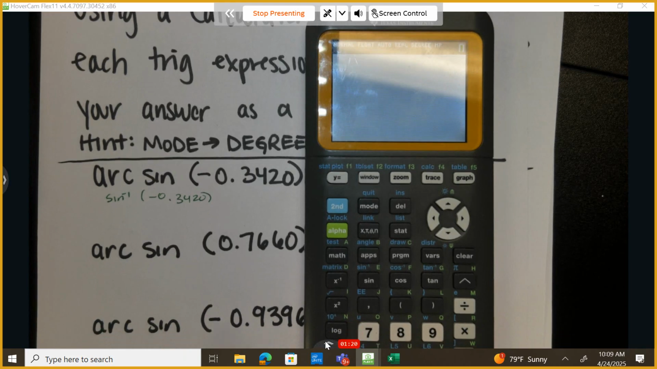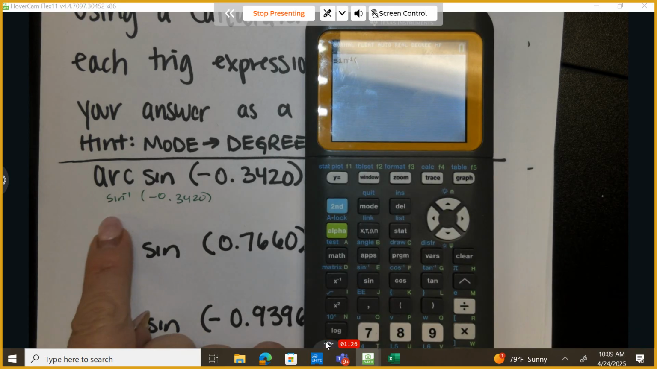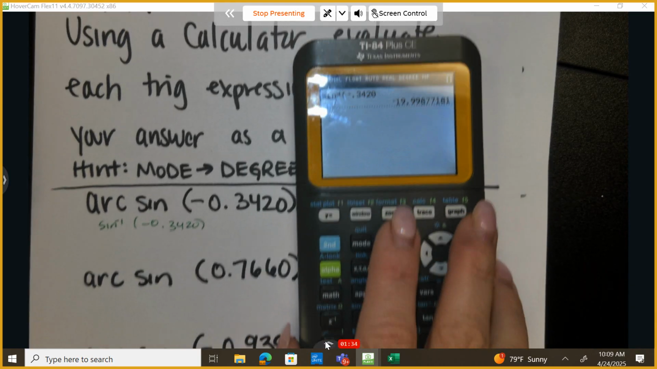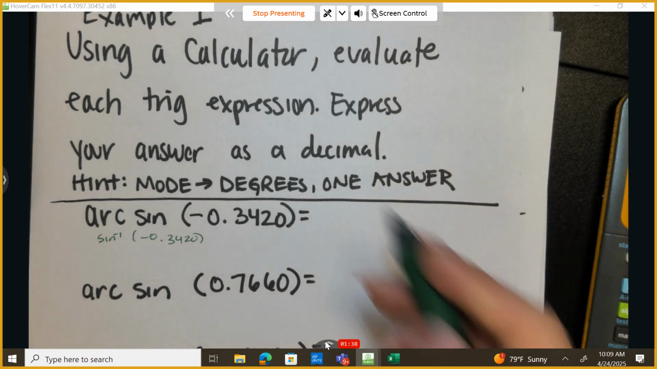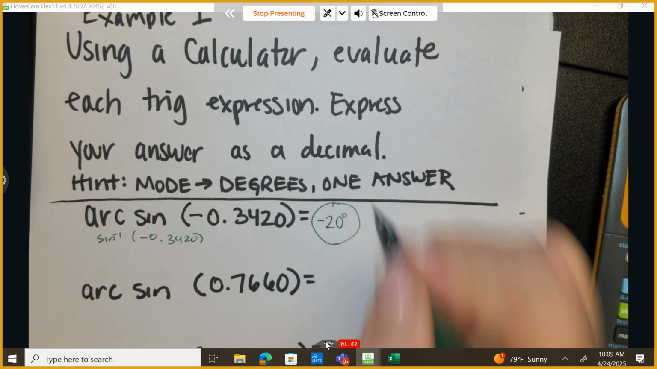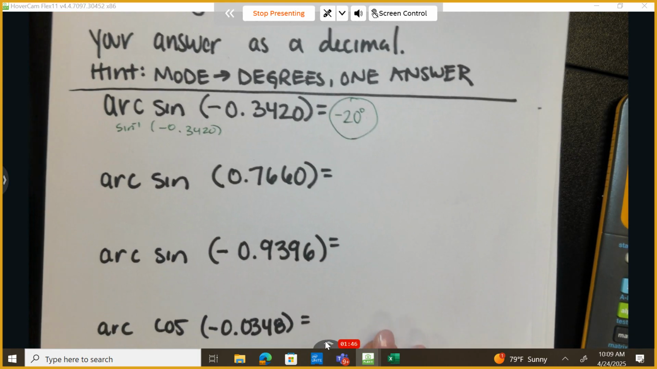So what we're going to do is we're going to hit the blue key and hit the button that says sine. And we can see that now this looks just like what I have. I'm going to type in negative 0.3420, and now I'm going to round to the nearest degrees. So this is approximately negative 20. This is in terms of degrees. It is important to put that degree symbol. Everything is on the calculator today.